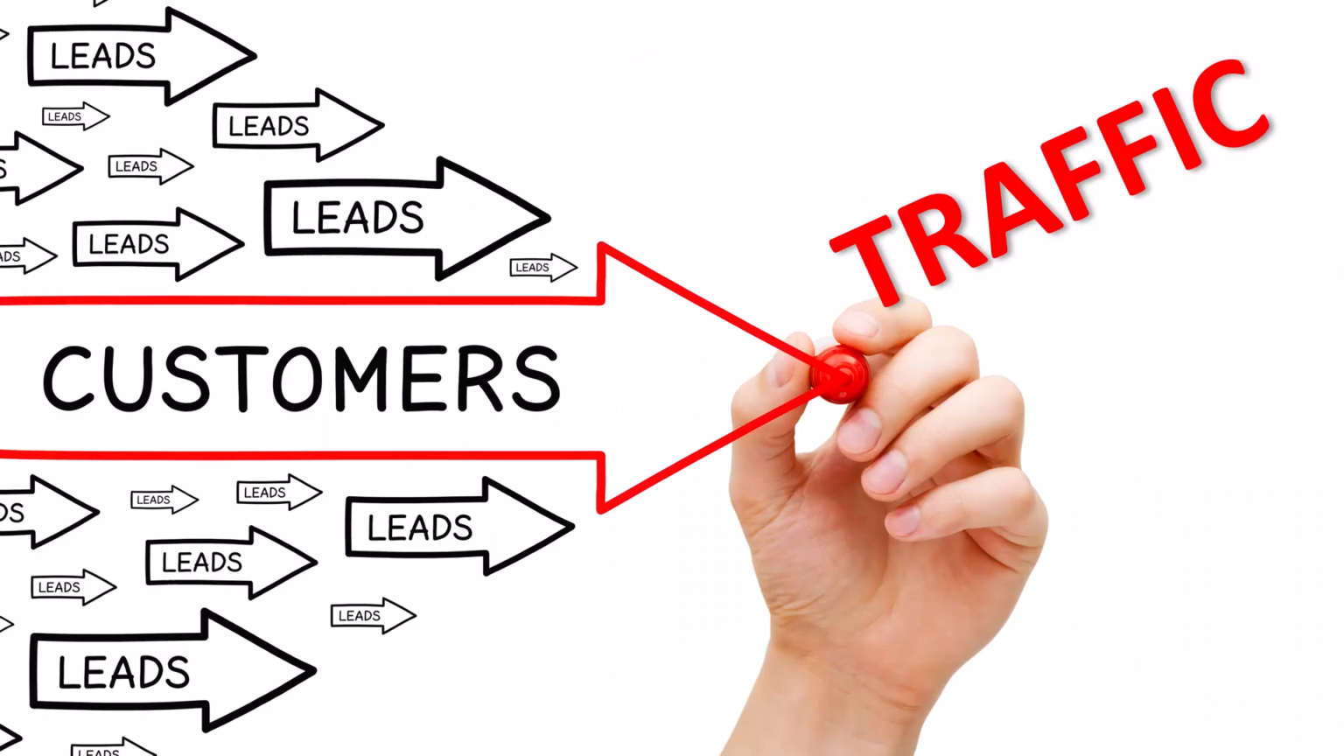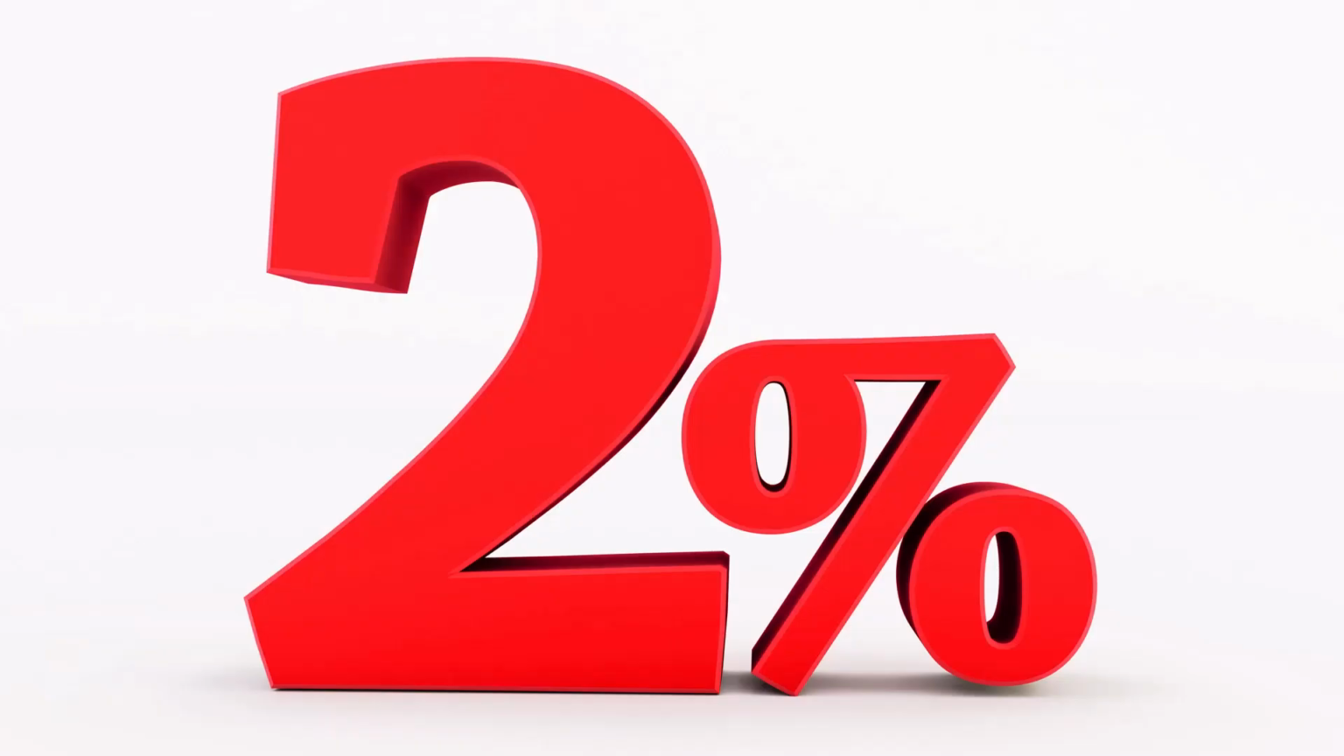The biggest key to success in being an affiliate marketer is traffic. You need traffic or prospects in order to get customers. Remember, only a small percentage of the traffic or prospects will end up being customers. Statistically, a good marketing campaign will turn about 2% of your prospects into customers.